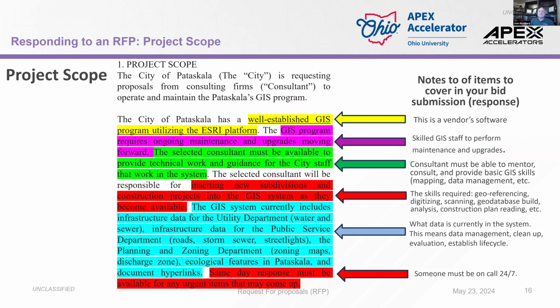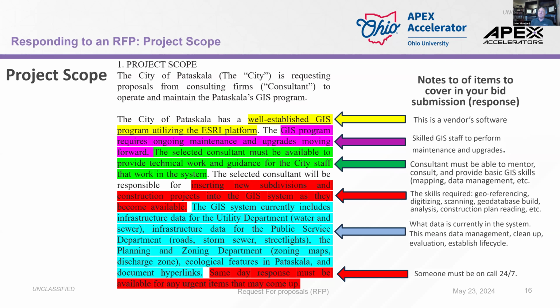The next one's green. I must have someone able to provide technical work and guidance for the city staff that work in the system. So our staff needs to be able to mentor, consult, and provide basic skills and teach them. We're going to insert new subdivisions. The skills required for that: georeferencing, digitizing, scanning, geodatabase build, analysis, construction plan reading. All those skills are required to do that.